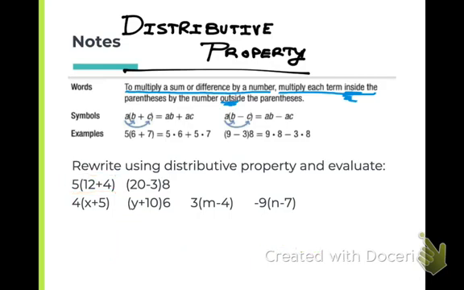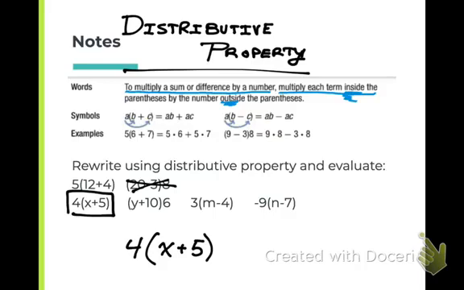I'm going to skip the 20 minus 3 and go down to this one. Okay, this is an example of why this distributive property is so helpful to us. In this case, I've got 4 times the quantity x plus 5. Now, I can't do the parentheses first this time because I don't know what x is. So I can't take x plus 5 and then multiply by 4. So I have to use the distributive property.